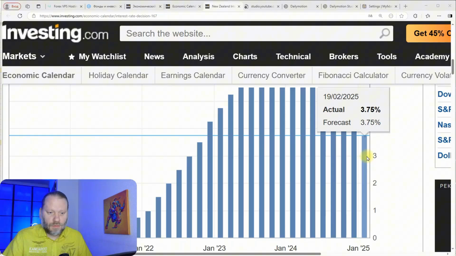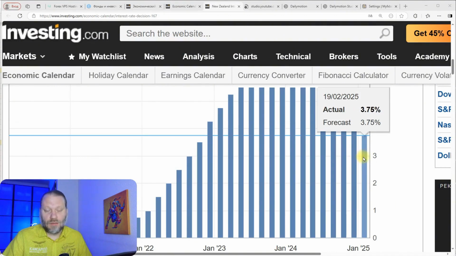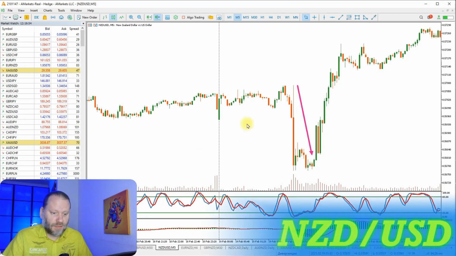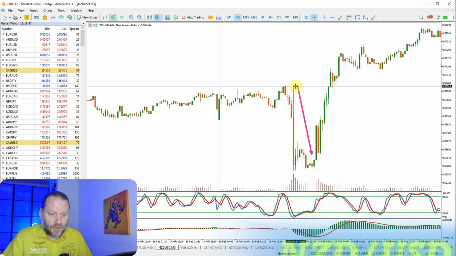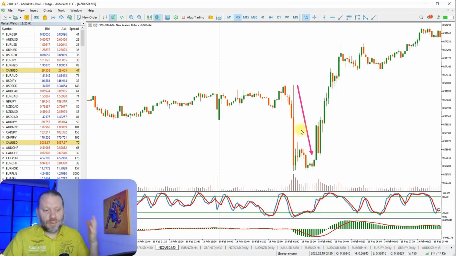The same thing happened last time. Let's look at the calendar. Look, last time on February 19th, the interest rate was 4.25, and the Reserve Bank of New Zealand lowered it to 3.75%. Now let's look at the chart. What happened? This is the day February 19th, and the volatility at that moment was 310 points. That is, the price of the New Zealand dollar fell by 310 points.